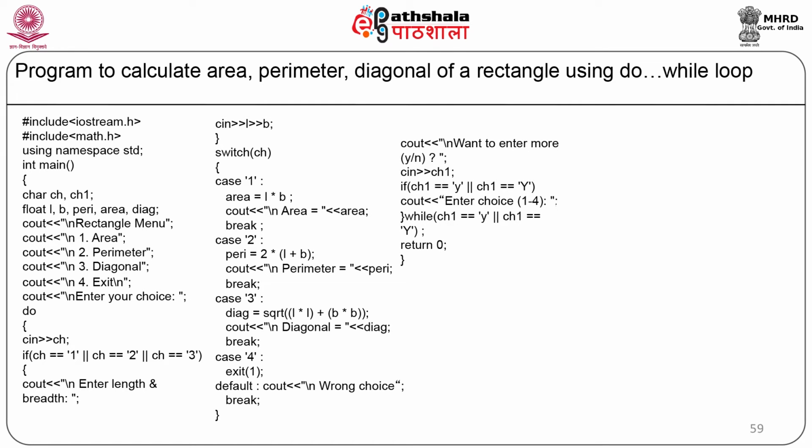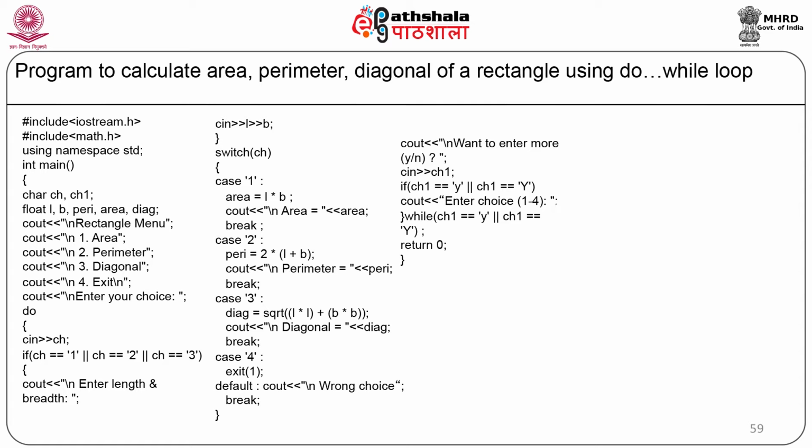Cout, we are displaying the message to the user, want to enter more, yes, no. We are taking the choice as ch1. If choice is equal to y, small y or capital Y, cout enter your choice again, and here the while condition will come, while ch1 is equal to y or ch1 is equal to capital Y, return 0, main program will end. Here in this particular program, we used the do while loop and we used the switch statement. So nesting of a statement with the loop is also illustrated.